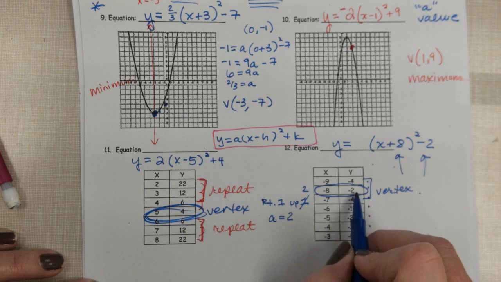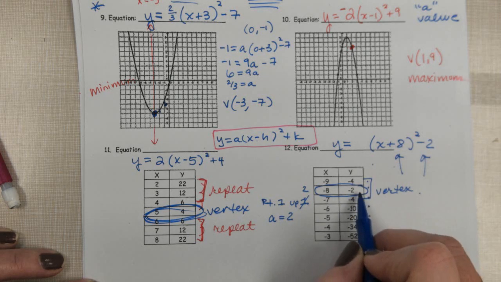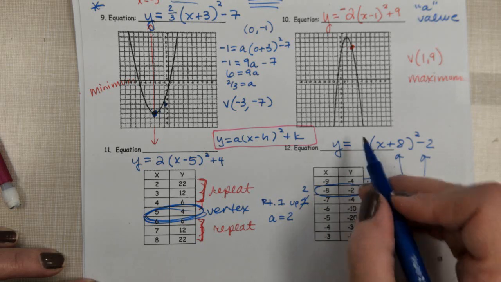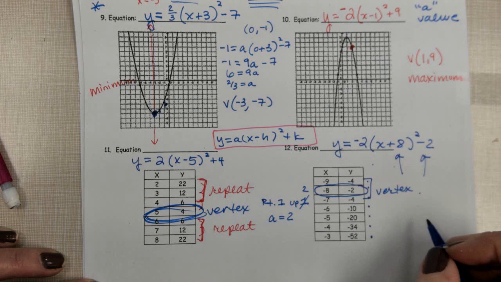And hopefully now you're like, oh, okay, so it should have been up 1, right 1, up 1. Well, this one went down 2, and it went down 2. So hopefully you're shouting in your seats right now. It's negative 2. All right.